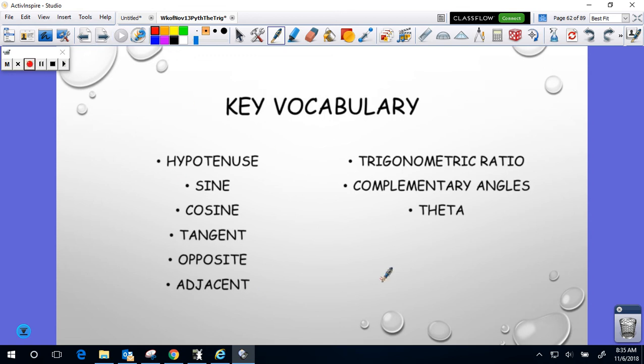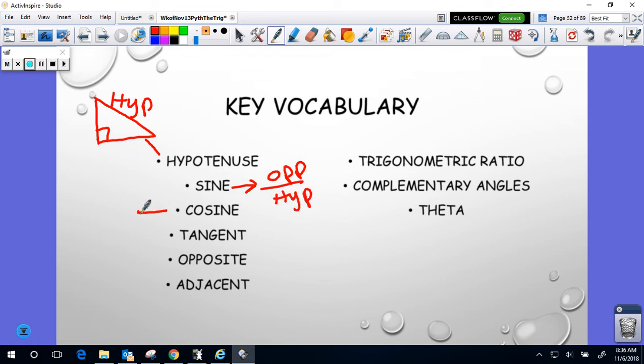There are no new words here. You can go back and watch day 3 to get the new words. I'll go over them quickly. Hypotenuse here is always the slanted side of a right triangle. Sine is always opposite over hypotenuse. That's the sine ratio. Cosine is always, I'm sorry, not opposite, but adjacent over hypotenuse. Tangent is always opposite over adjacent.